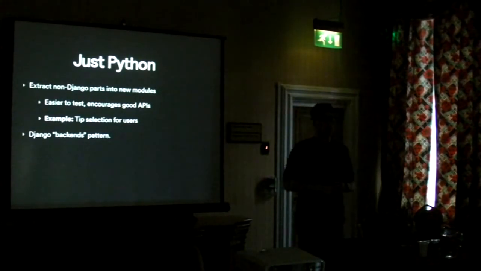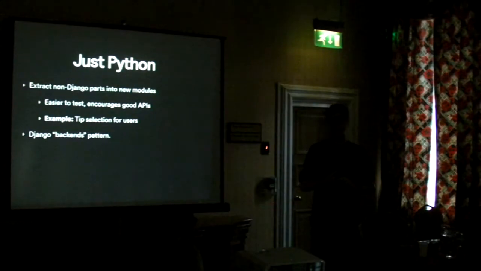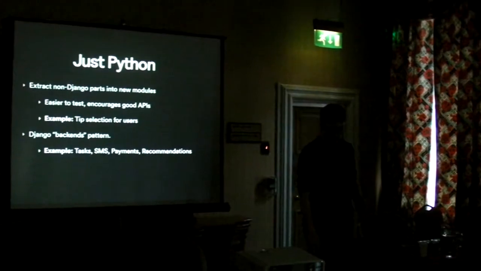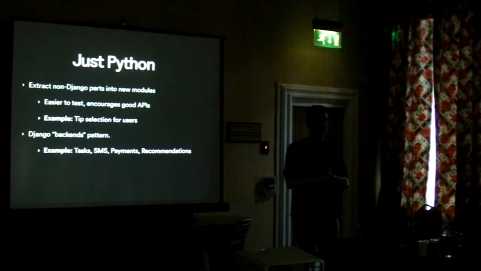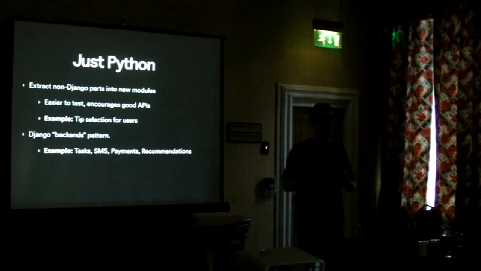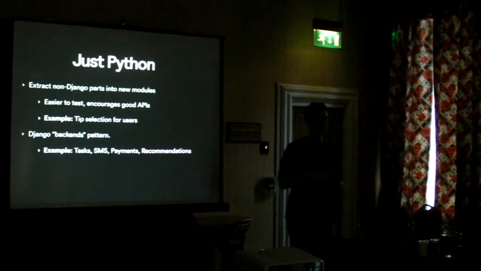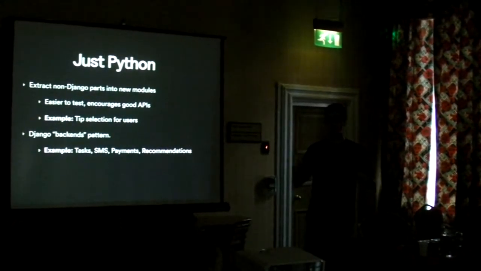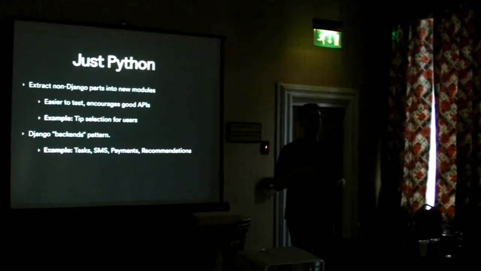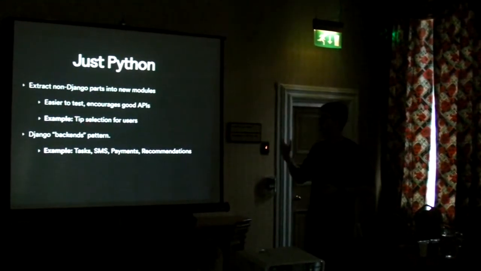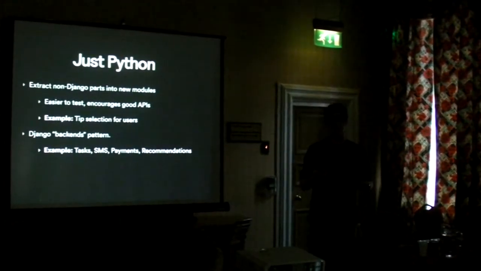Django also has the pattern of backends. You may have seen this with database backends and cache backends. I would encourage you to create your own where it makes sense. You may have a task backend for a queuing system, or SMS backend, or a payments backend, or in our case, a recommendations backend. And by extracting these things out, it makes it really easy to swap in different implementations in different situations. So in local development, you might back onto Stripe's test API rather than their production API, so that you can test making payments locally.